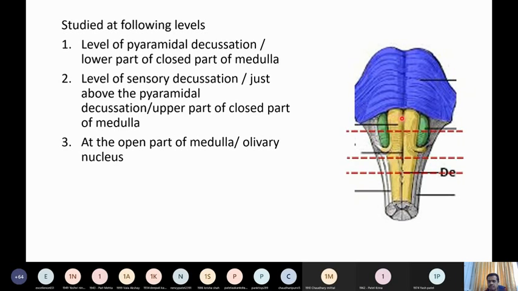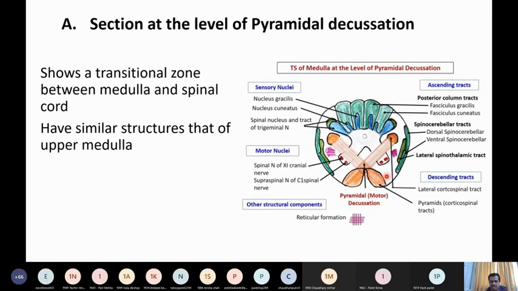We studied that the central elevation is pyramid. On either side, on the lateral side to the pyramid, there is an oval elevation known as the olive. If you take a section at the center of olive, then that will be the third area where we will be studying the internal feature. So these are the 3 areas at which the section is taken to study internal feature of the medulla oblongata. Some books explain one more section above this level. Okay, so if you remember these 3 levels, it is enough. So that much is related to the 3 sections.